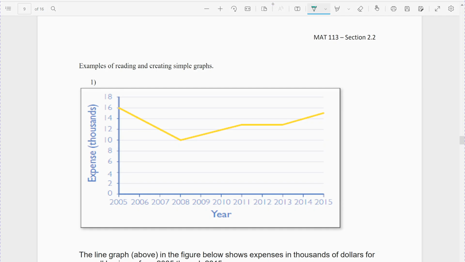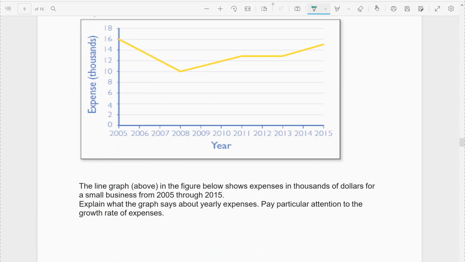Alright, so next thing we're going to look at is examples of reading graphs. We're going to look at an example of reading a graph and understanding it, and then creating some simple graphs based on applications. So the first example is a smooth graph. So we have the smooth graph that we were given.